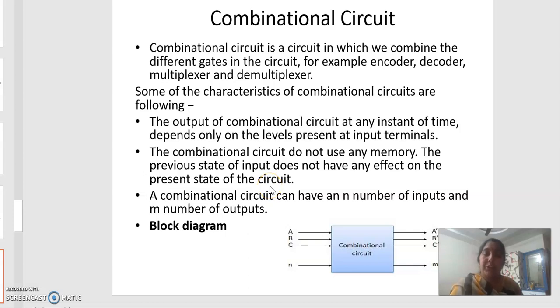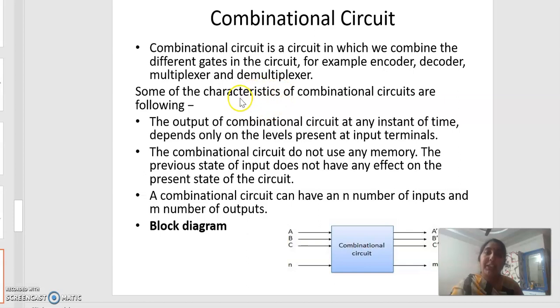In this session, we are discussing combinational circuits. A combinational circuit is a circuit in which we combine different gates, for example, encoder, decoder, multiplexer, and demultiplexer.